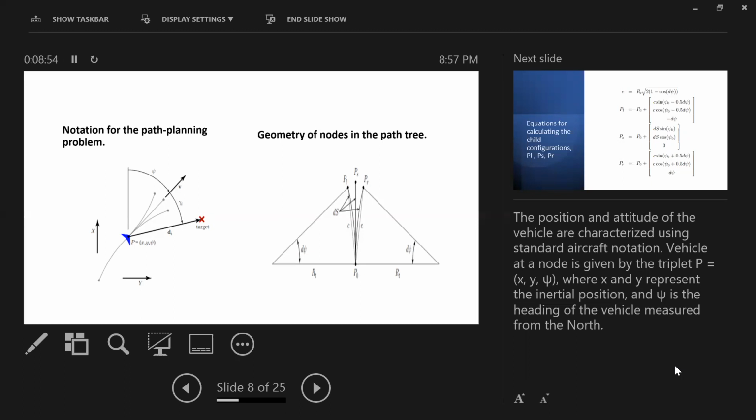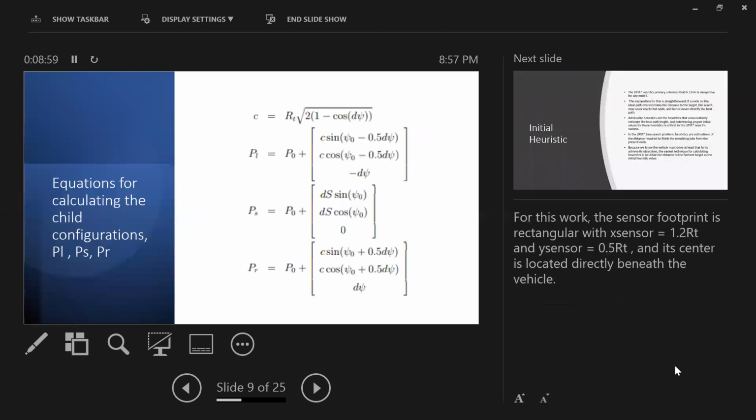Likewise, the geometry of the nodes in the path tree can be represented by the equation on the right side, and this helps us calculate the child configurations PL, PS, and PR. For this work, the sensor footprint is rectangular with X sensor equal to 1.2 times RT and Y sensor equal to 0.5 times RT, and its center is located directly beneath the vehicle.